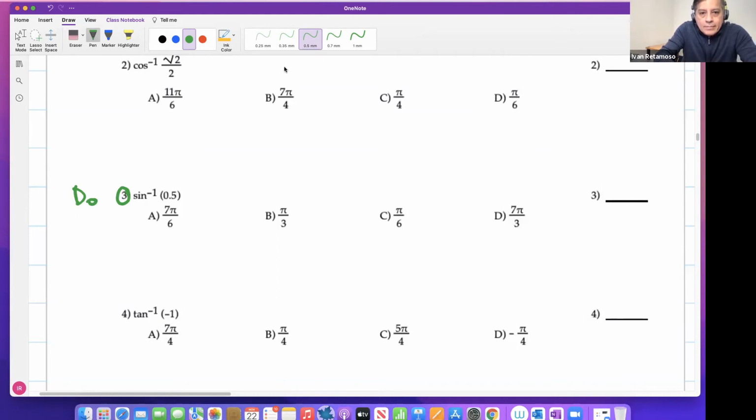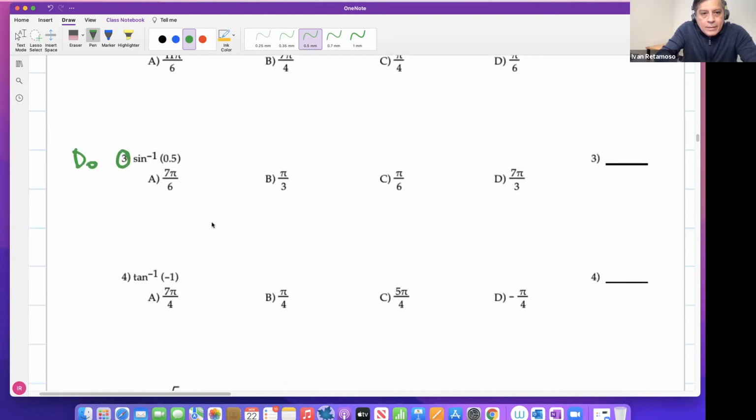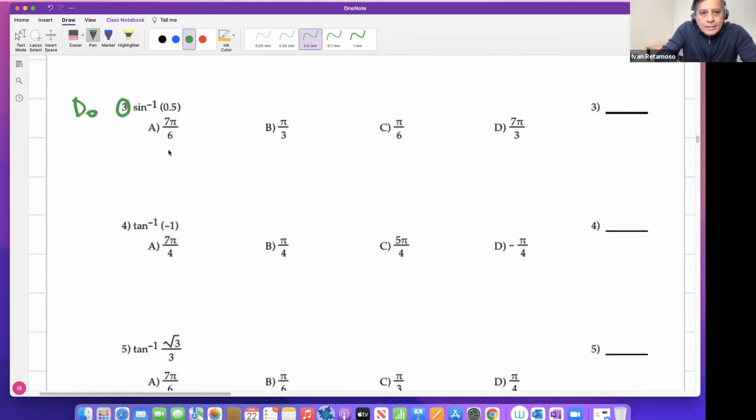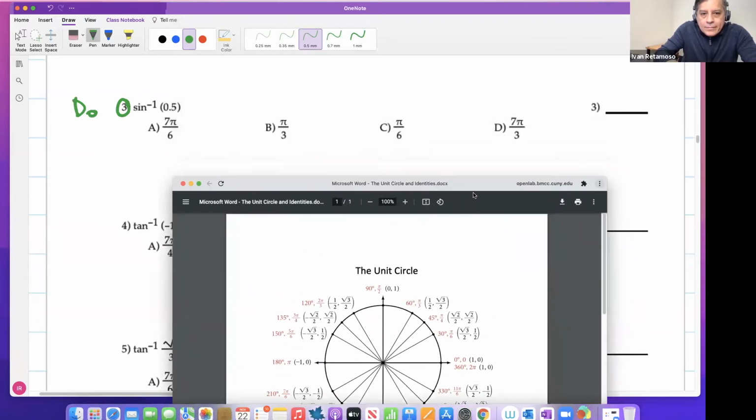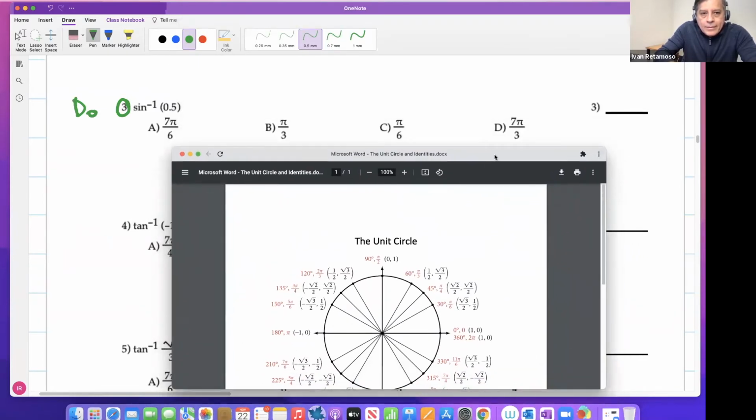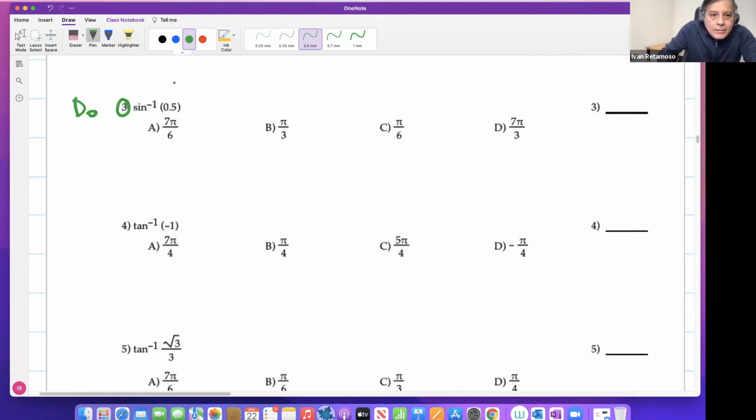Was the answer for the previous one correct? Ujina, very good. So let's try this now. Again, look at the unit circle. Look for an angle whose sine is 0.5, which is 1/2. What should be that angle? Very good, excellent, Ujina. Pi over 6.